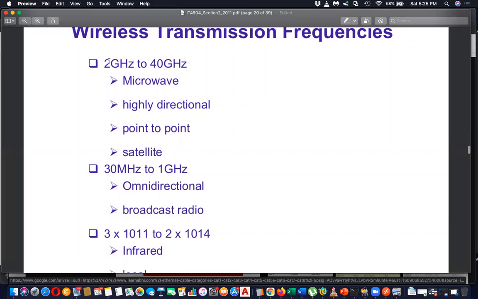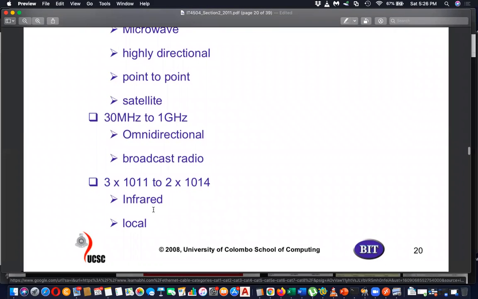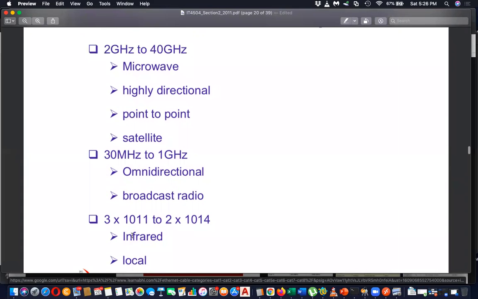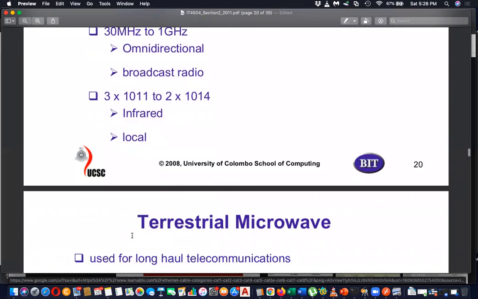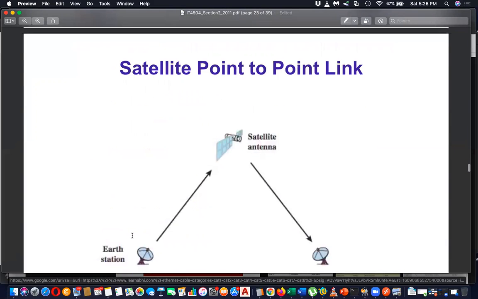Then the middle band, these are the higher bands. Then these middle bands, bandwidth like 30 megahertz to 1 gigahertz is used for omnidirectional radio broadcasting. That is multi-direction or omnidirection. Then again, low frequencies, infrared and the local region, basically very small distance transmission can use this kind of infrared signals. It has frequencies low, bandwidth is quite low. These are the three technologies we are using.